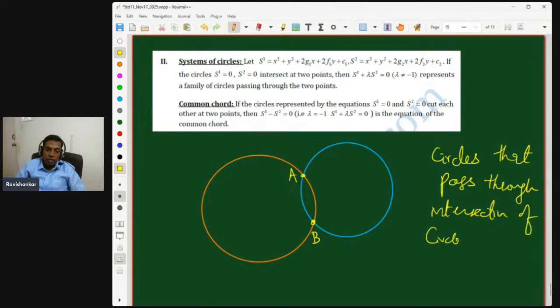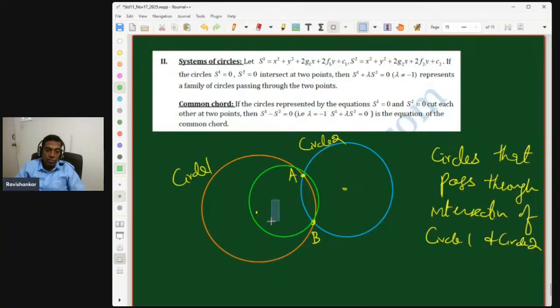Intersection of circle 1 and circle 2. So this is circle 1 and circle 2. Now, the interesting thing is there is not just one circle. For example, this is one such circle, a circle that passes through A and B.